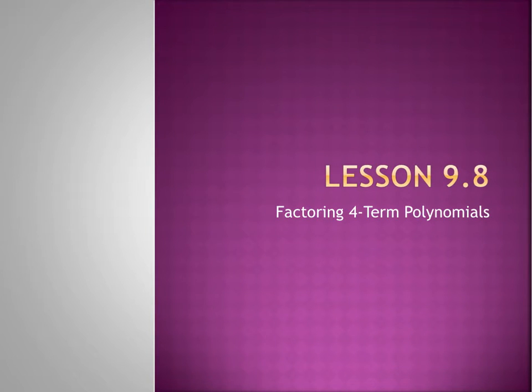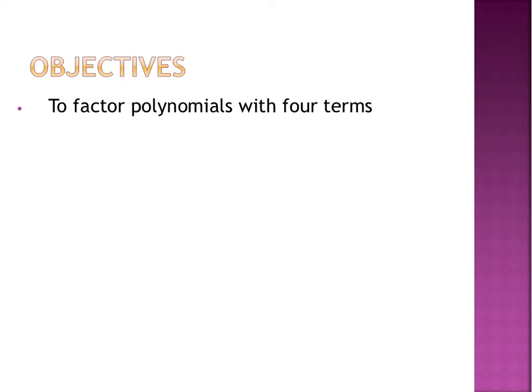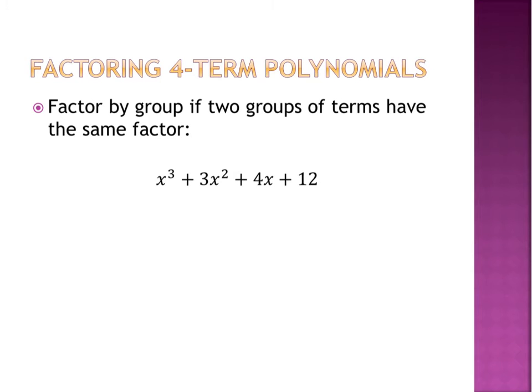Today we're going to look at factoring four-term polynomials. So our objectives are going to be specifically to be looking at polynomials that have four terms, and we're going to see how to factor those. To factor a polynomial with four terms, we're going to use a method called grouping. In order to factor by grouping, you must have two groups of terms that have the same factor.